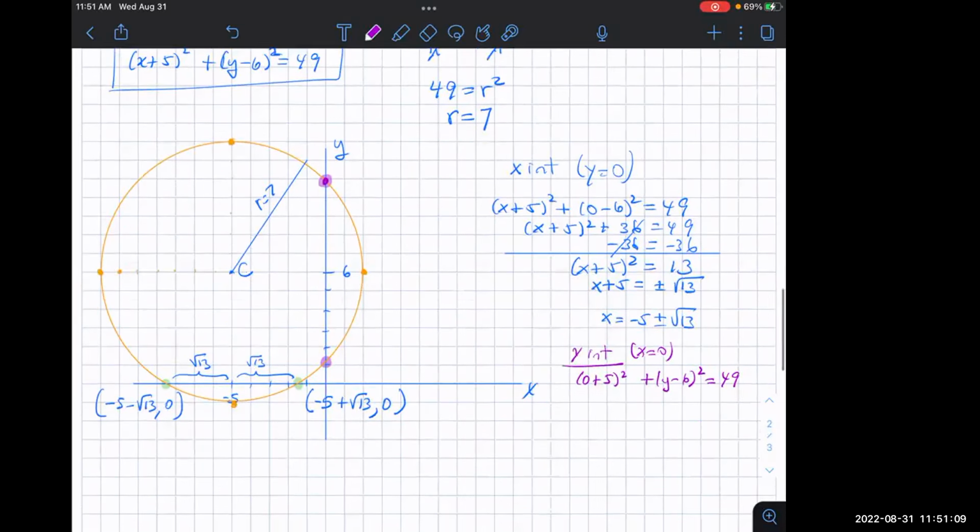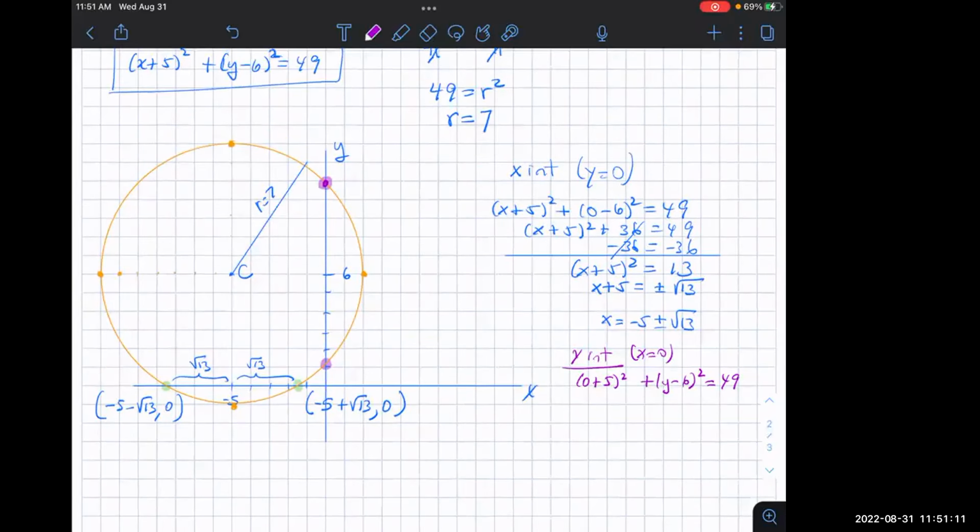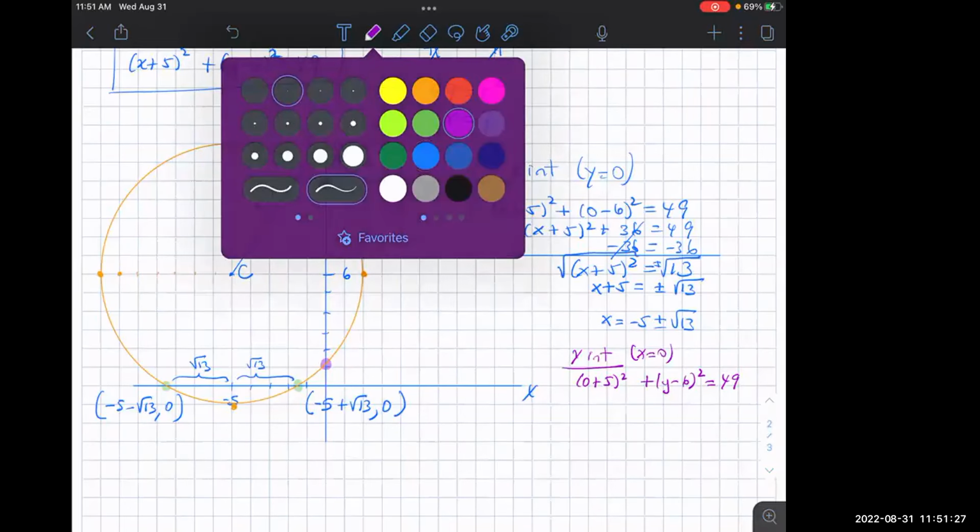I have a question. Are you square rooting the (x plus 5) squared? And is that how you got rid of the square? Yes. Okay. Okay, any other questions?